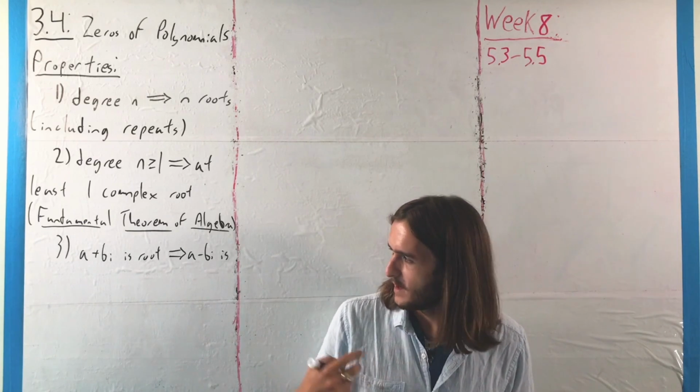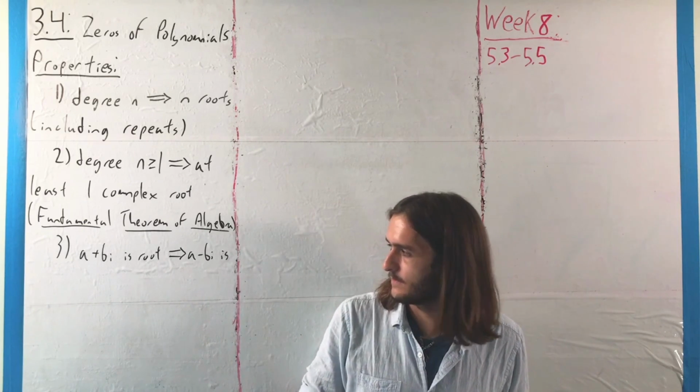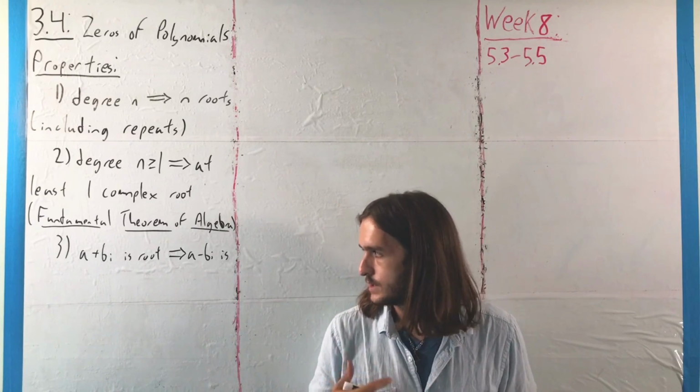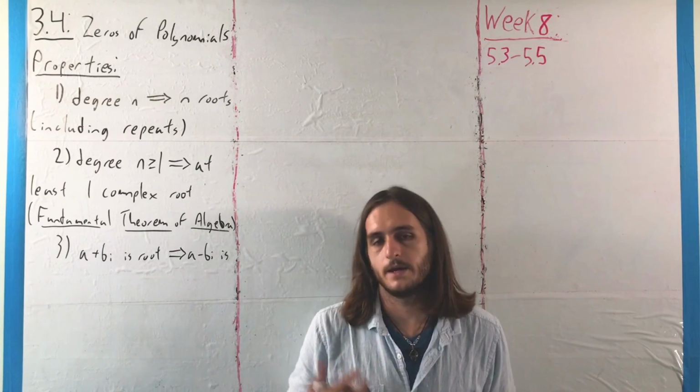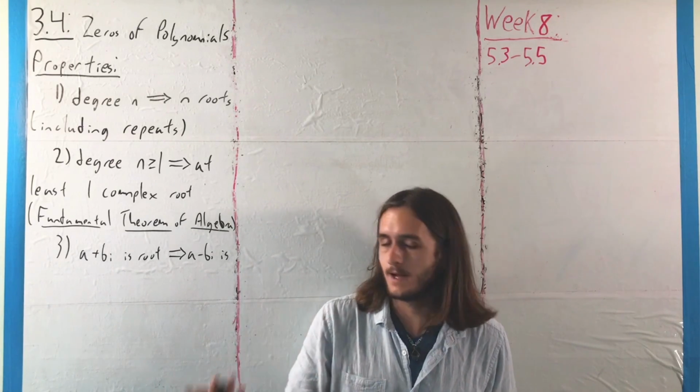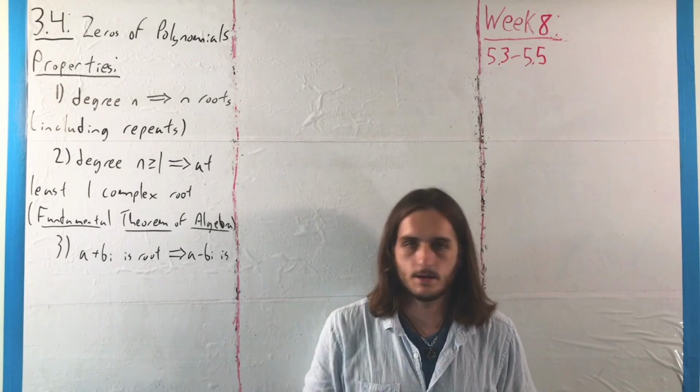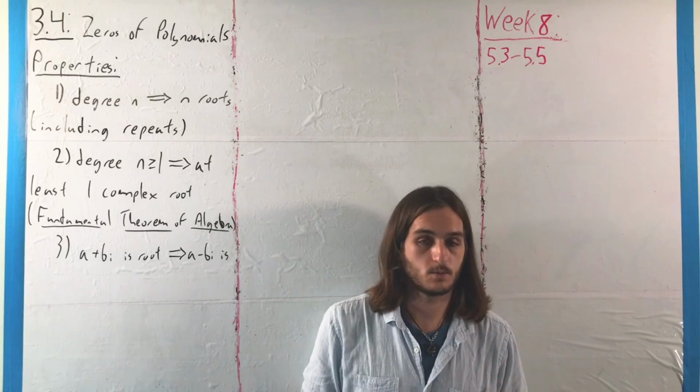Fun fact there. And then finally, we have that if a plus bi is a root, then a minus bi is as well. That is, if we have one complex number or imaginary number for that matter, its conjugate has to be a root as well.